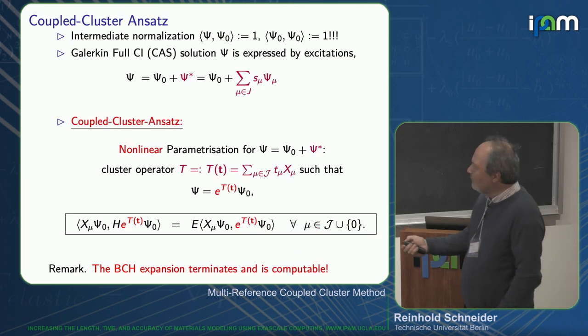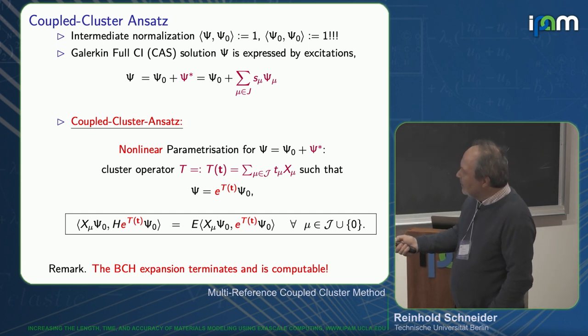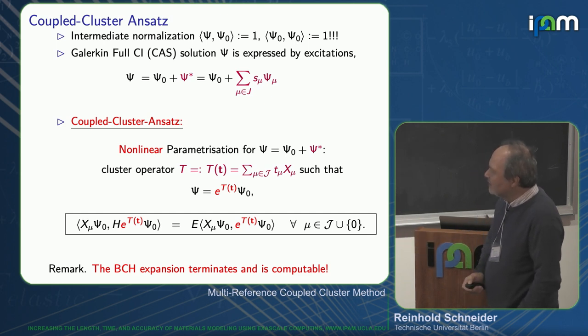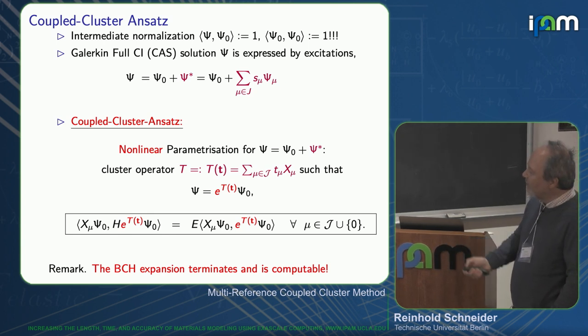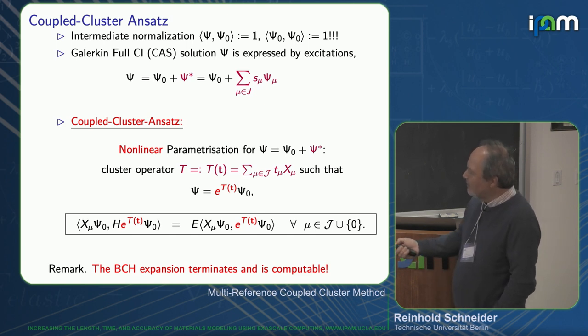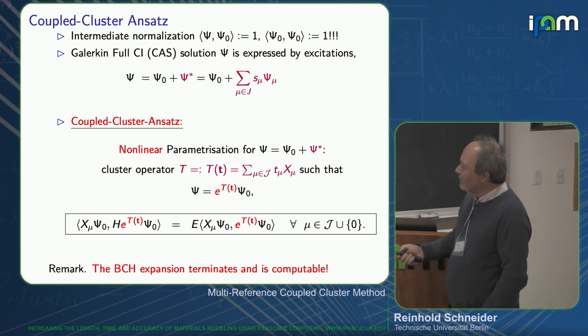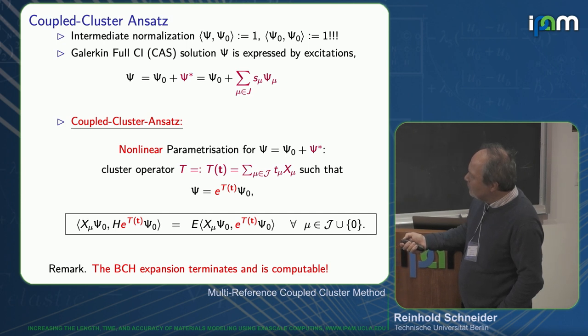Come back to the single reference coupled cluster. We have the intermediate normalization, and with this linear ansatz, a linear combination of basis functions, we get the CI method. If we use a full CI space, we get the full CI method, which is linear and a classical Galerkin ansatz. Now comes a coupled cluster ansatz. You can view this as a sum of coefficients times the excitation operator X mu applied to the reference phi zero.